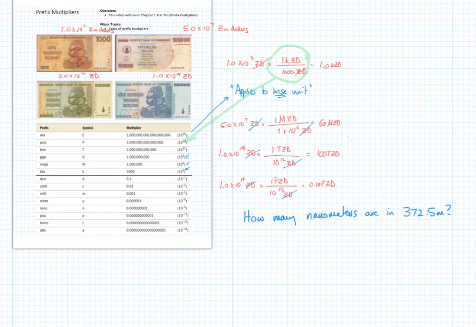All right, so what we would do is we would take a look at this table and we'd say nano: 0.000000001, 10 to the minus 9. So nano is a really small number. That's a way of expressing something that's really small.